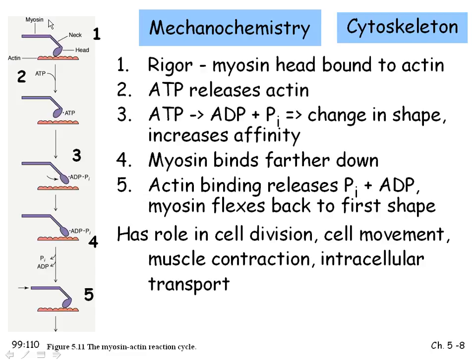Let's just start here in, it's a cycle, so we could start anywhere, but let's just start at this position in which the myosin head is bound tightly to an actin filament. If an ATP molecule comes in and binds to the myosin, that will allow the myosin head to come off from the actin filament at that point.